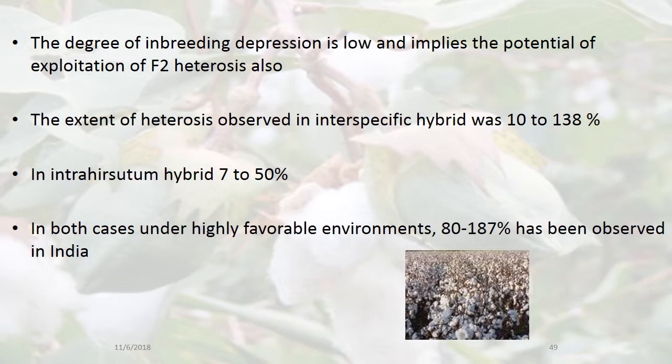In diploids the degree of inbreeding depression is low, which implies the potential of exploiting the F2 heterosis also. The extent of heterosis observed in interspecific hybrids was 10 to 138%. In intra-hirsutum hybrids, heterosis was ranging from 7 to 50%. In both cases, under highly favorable environments, 80 to 187% has been observed in India.